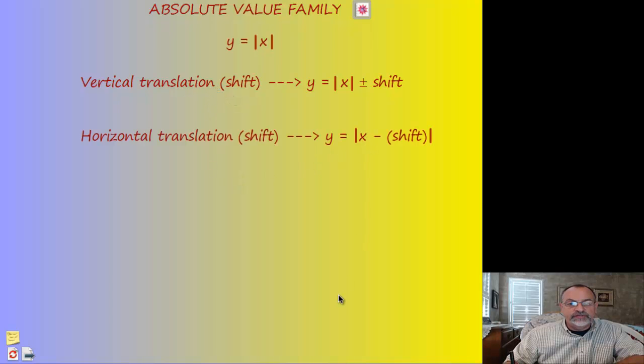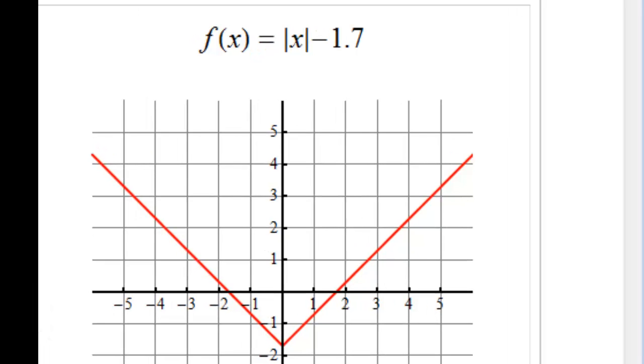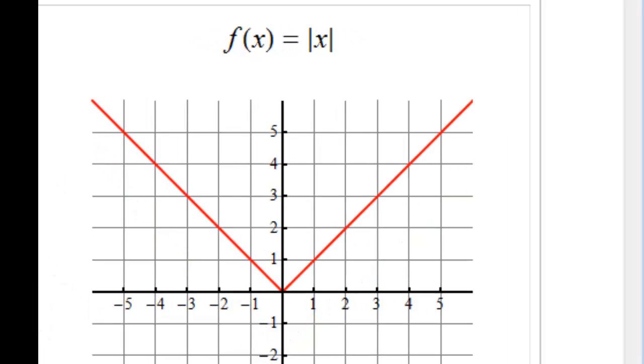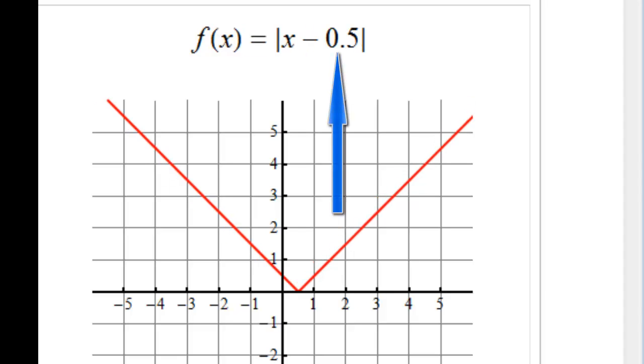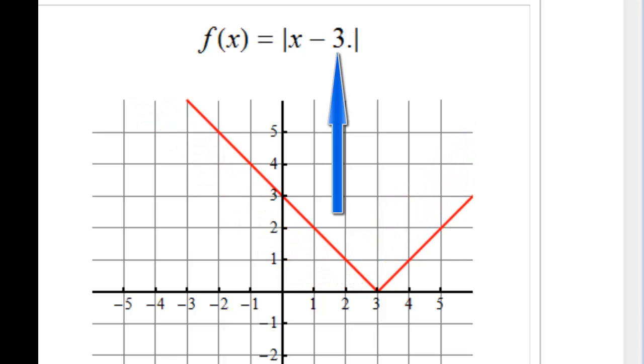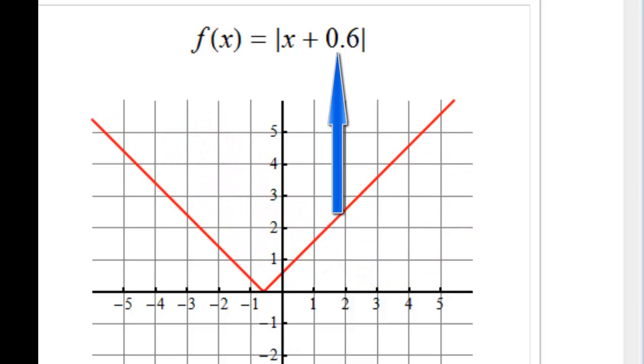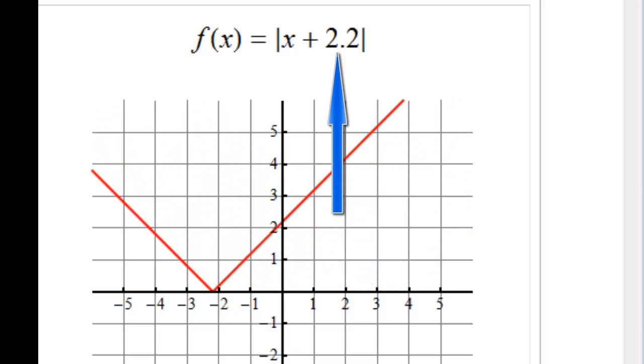Now if we change the number on the inside, that's going to move the graph right or left. I want you to notice how I move it right or left, but then also notice how the equation changes. Notice a negative number moves it to the right, or the positive direction, and a positive number inside moves it to the left, or the negative.